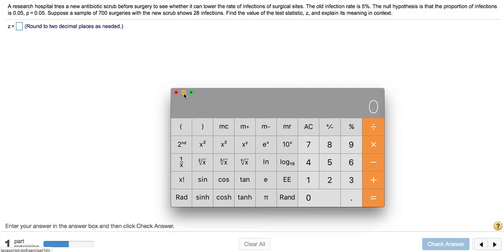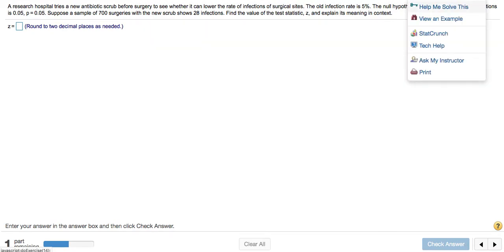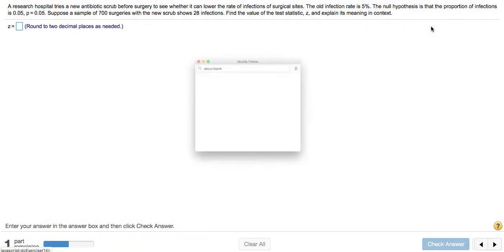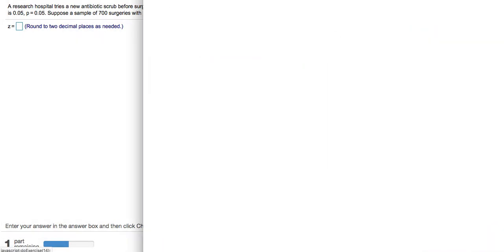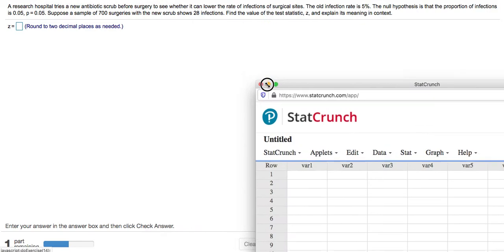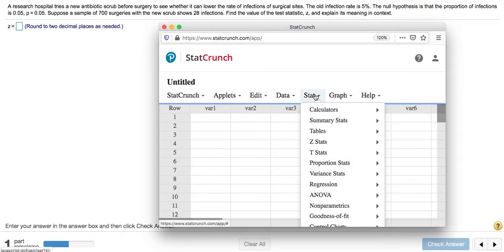So I'm going to solve this problem in StatCrunch. There are formulas for finding z, but StatCrunch can do this too. So I'll go to question help and choose StatCrunch. All right, so what I'm going to do is go to where it says stat and go down to proportion stats since we're talking about proportions.